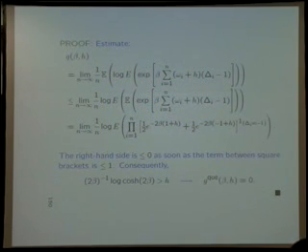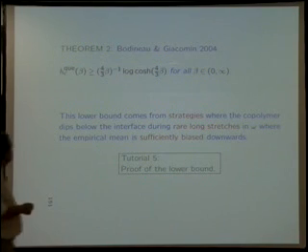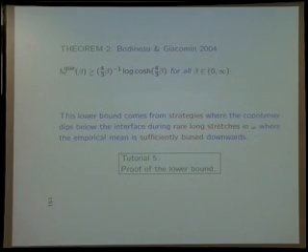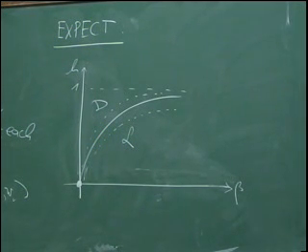Okay, so that's a nice estimate, very simple. Now there's also a lower bound that looks very similar, except the 2 beta is replaced by 4/3 beta, and this curve looks like this. This was proved by Thierry Bodineau and Giambattista Giacomin in 2004.